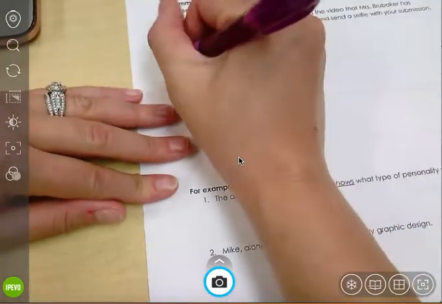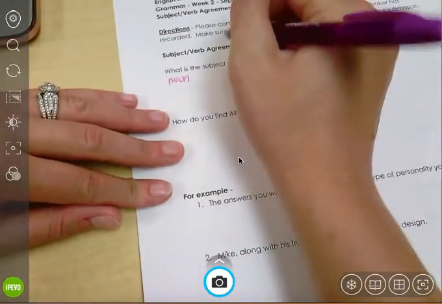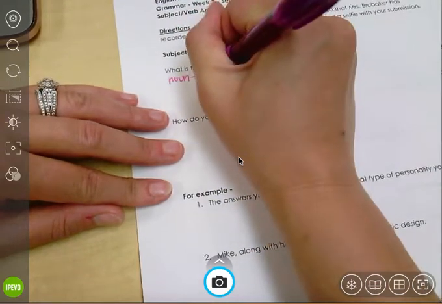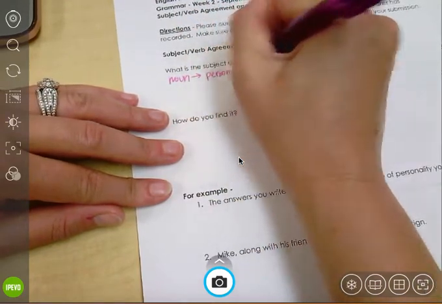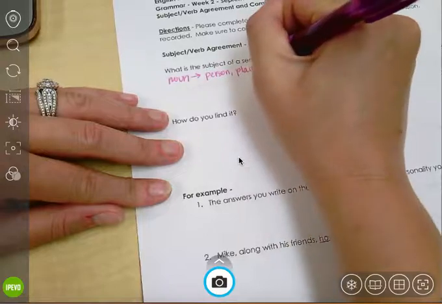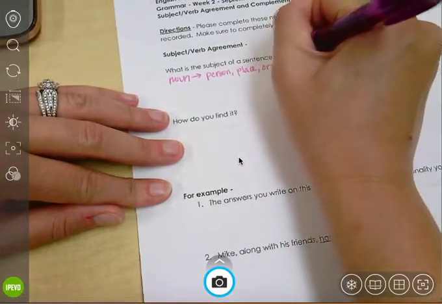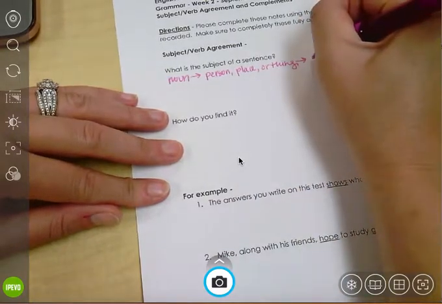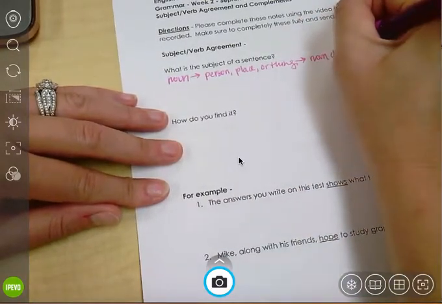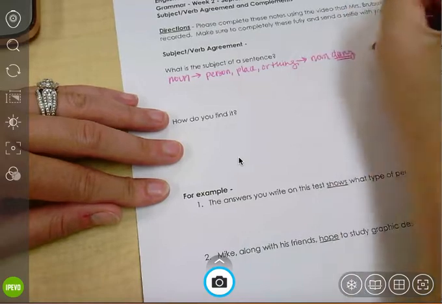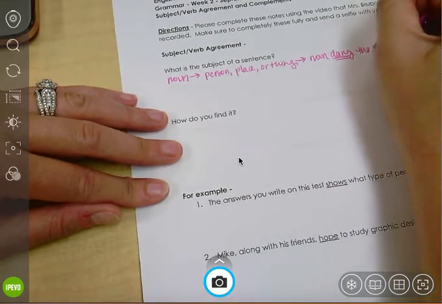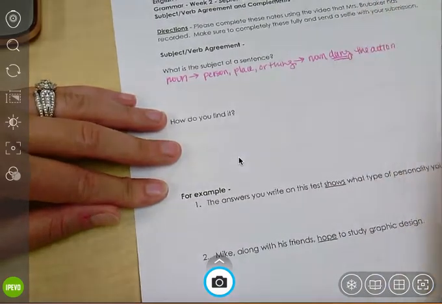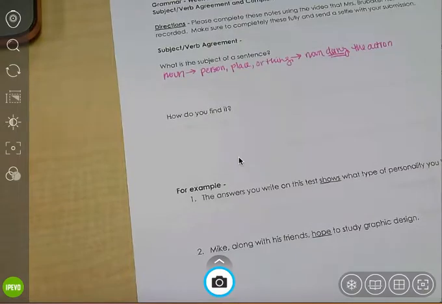The subject of the sentence, remember, is always going to be a noun, which is also a person, place, or thing. And this will be the noun doing the action. So we're going to talk about direct objects this week as well, and that's going to be the noun receiving the action. The subject is always going to be the one doing the action.